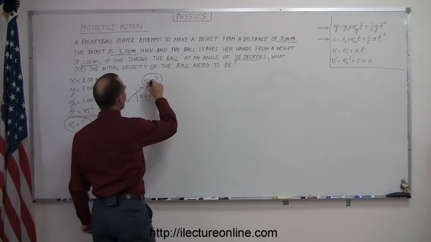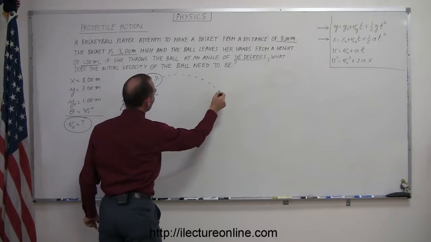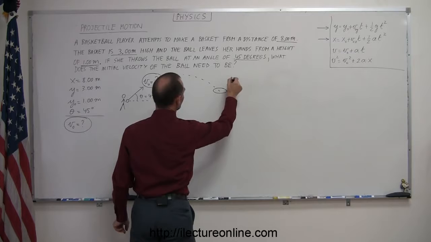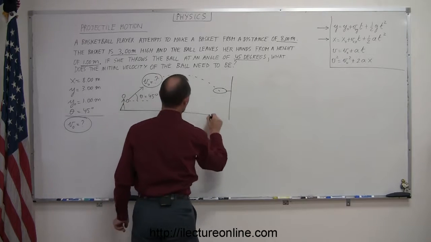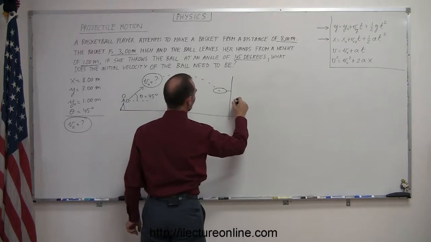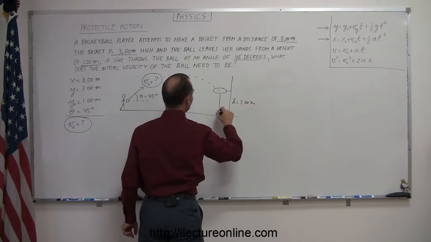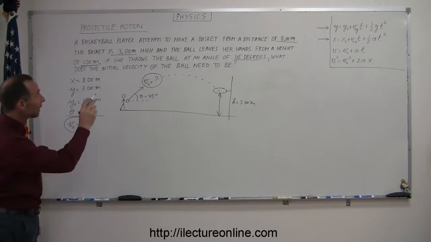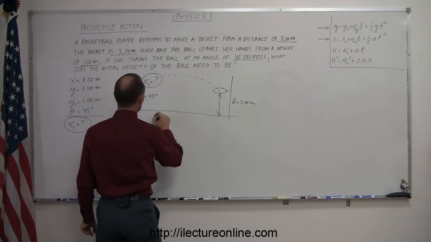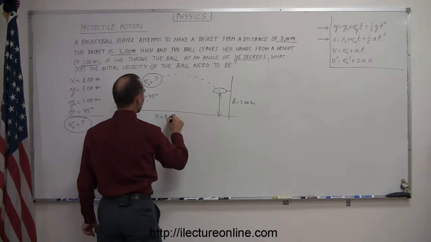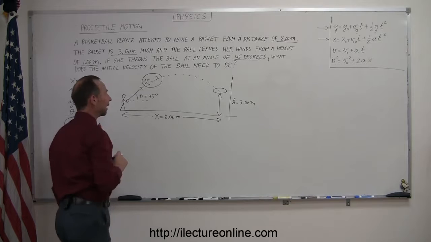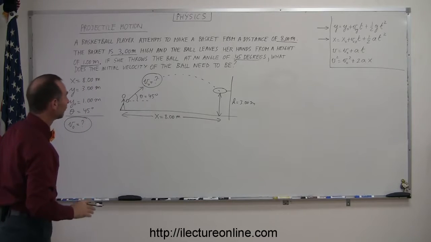The basketball will move in a parabolic path, and we're trying to hit the basket. The basket has a height of 3 meters. That's the final height, the y right there. And they also tell us that the basket is 8 meters away. x equals 8 meters away, like so. Okay, that gives us a much better feel for what's happening.